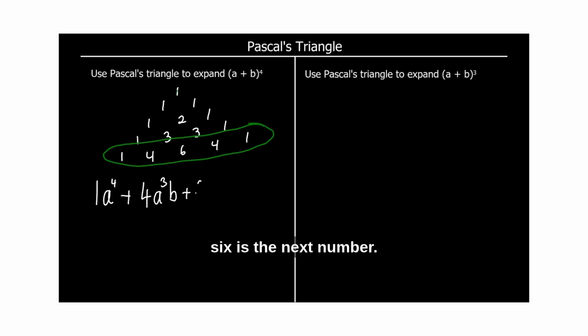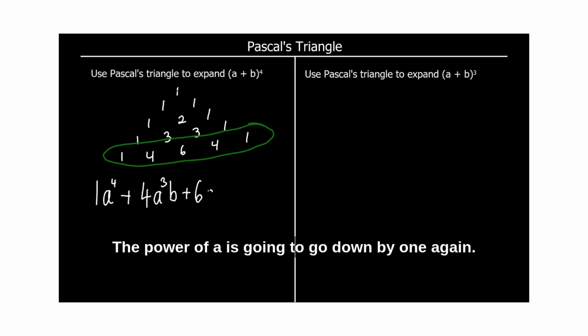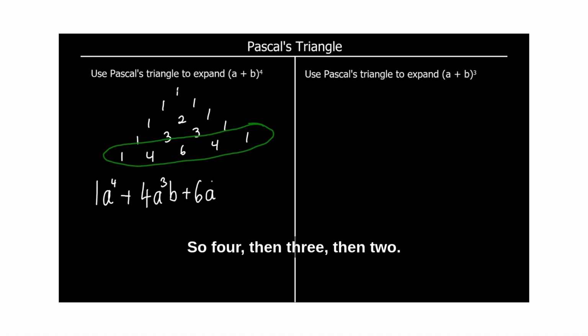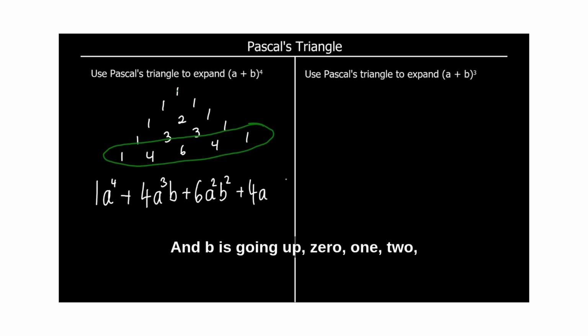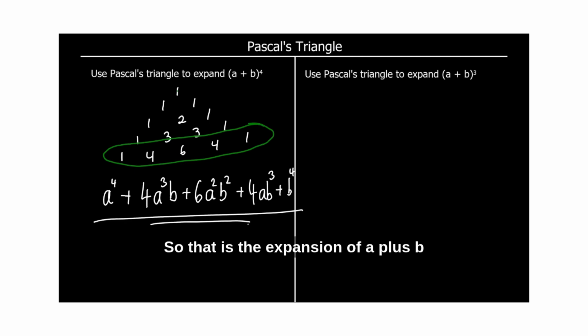Plus 6 is the next number. The power of a is going to go down by 1 again. So 4, then 3, then 2. The power of b goes up: 0, then 1, then 2. The next one's a 4. The power of a is going down again: 4, 3, 2, so 1. And b is going up: 0, 1, 2, 3. And finally, we've got 1 b to the power of 4. So that is the expansion of (a + b) to the power of 4.